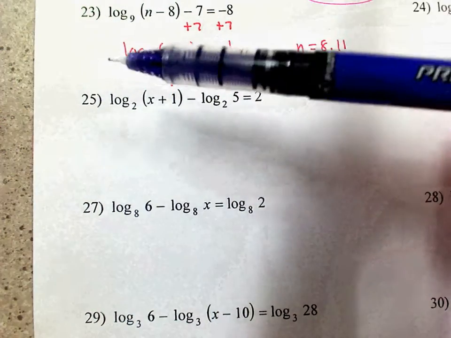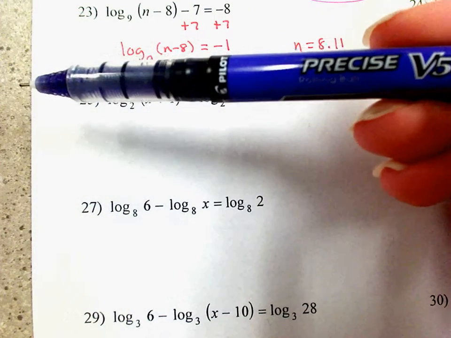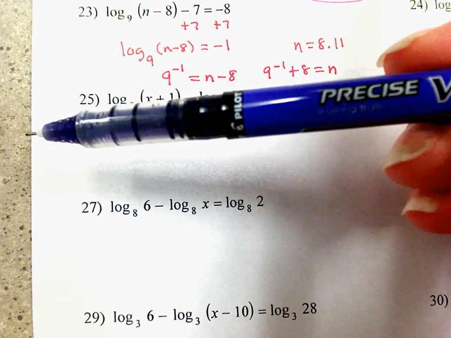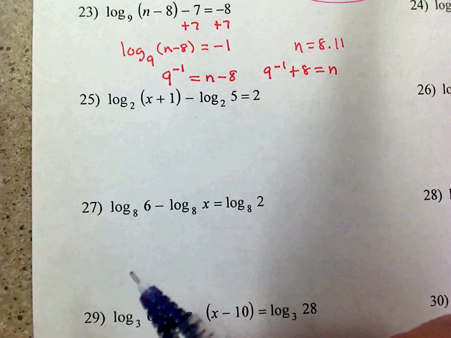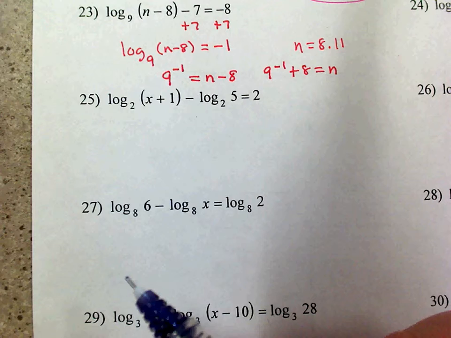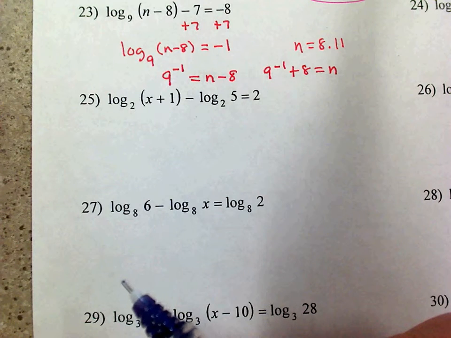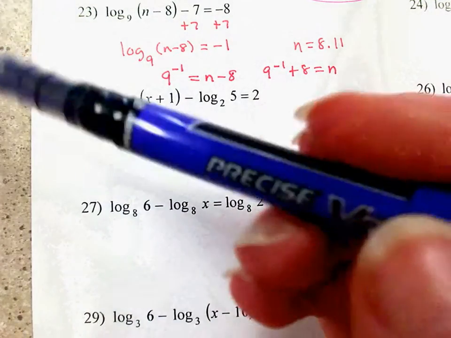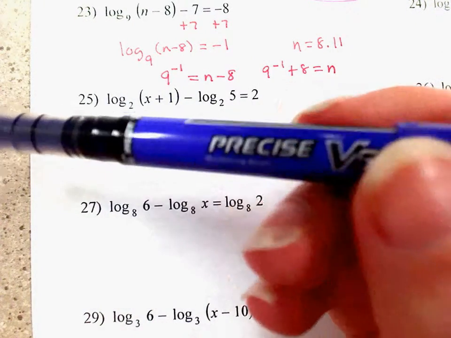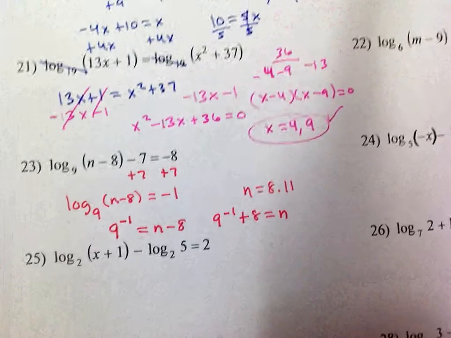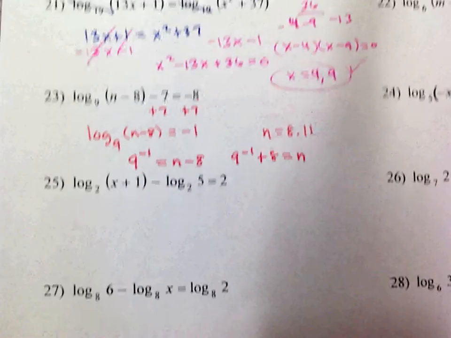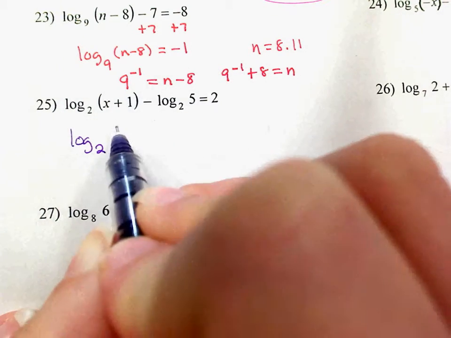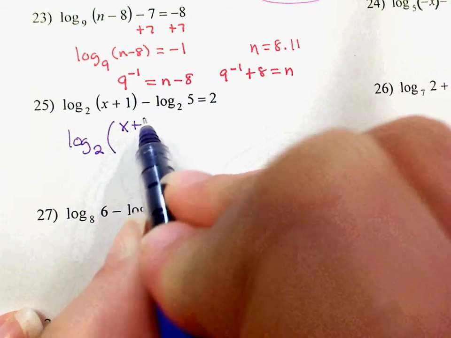Right, because now where I'm pointing, right there, it says if I have a log plus or minus another log equals a number, I need to combine the logs, right? And then convert. Okay, so log base 2 of what? Perfect, thank you.